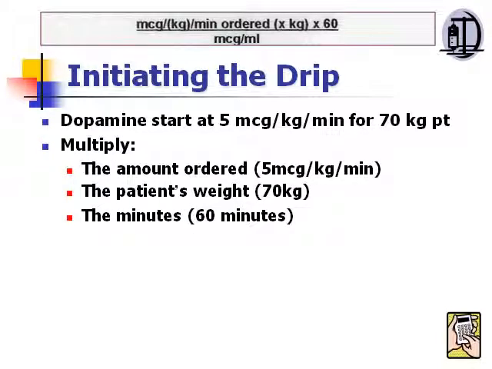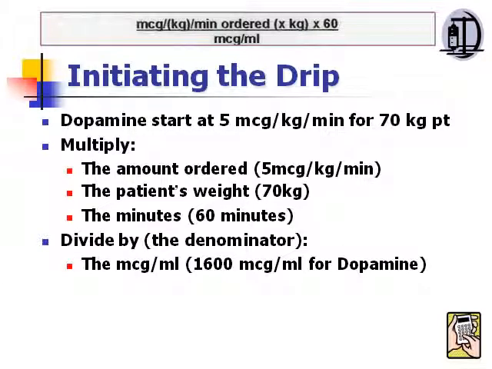So let's do an example. We're going to multiply the amount ordered, 5 mics per kilo per minute, times the patient's weight of 70, times the minutes of 60. So 5 times 70 times 60, and then we're going to divide by the denominator. And we already figured that out, right? So we took 400 divided by 250 and multiplied times 1,000, and we got 1,600 mics per ml for the dopamine.